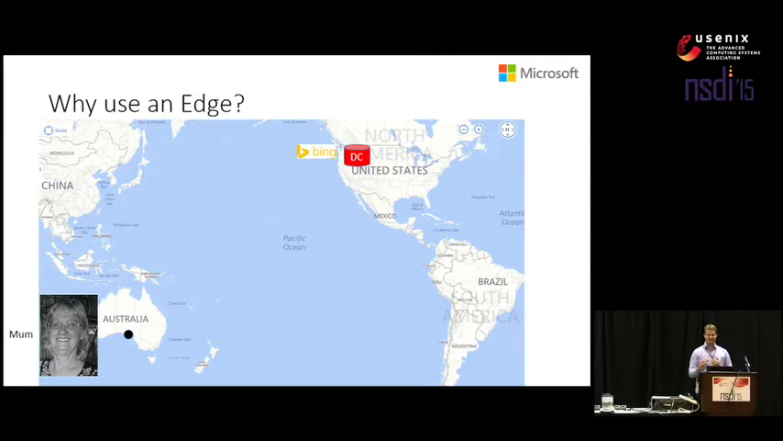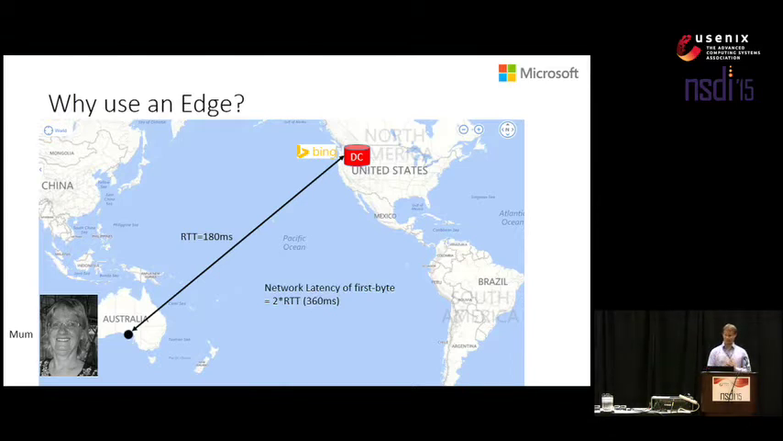So let's look at what the round trip time or latency is for my mum to get to Bing data centers in Seattle. The round trip time for my mum to get to Seattle is about 180 milliseconds. So in order to get the first byte of Bing's web page, or the search results, there is at least a network latency of 2 times the round trip time for the TCP session to be established and get the first byte, which is about 360 milliseconds. 360 milliseconds is a lot of time, especially when you're considering that we want to deliver search results in around the 1 second mark. So it's a big number.